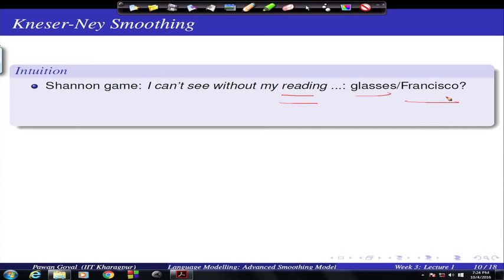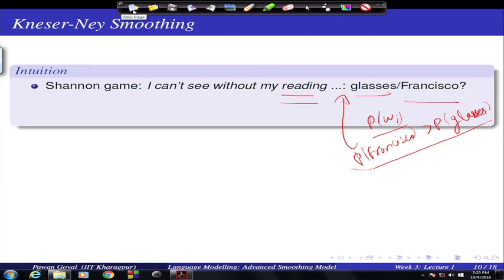Now if I use the previous model, what will I do? The probability of filling in glasses versus Francisco will depend on their unigram probabilities. Suppose this is my data from some US corpus, so I will find the probability of Francisco is higher than the probability of glasses. That can very well happen, and that means I will end up filling in Francisco here. That is not the correct choice. So can we do something better than simply using their unigram probabilities? That is the idea of Kneser-Ney smoothing.